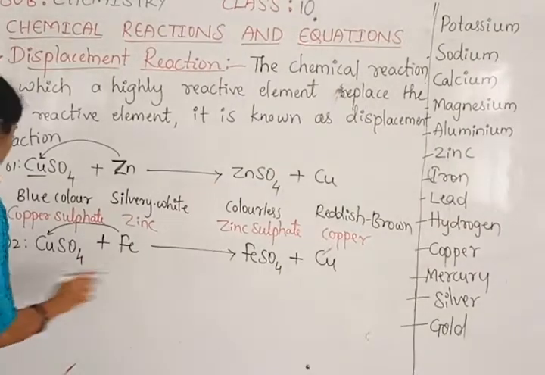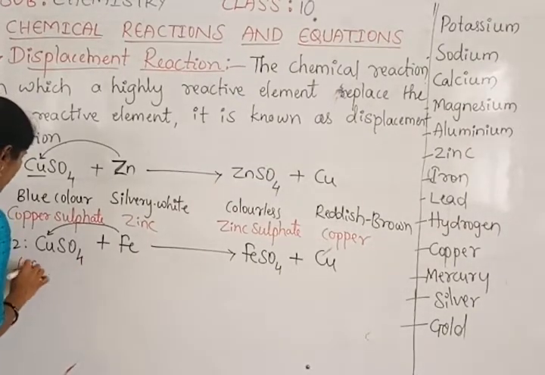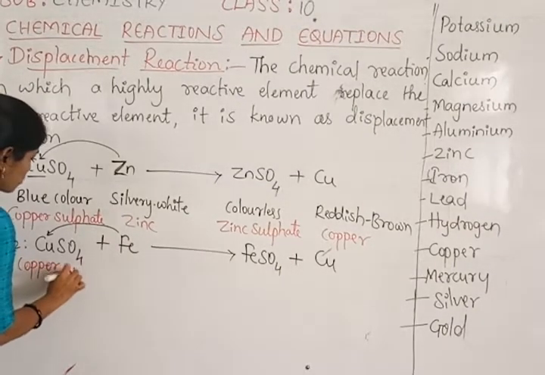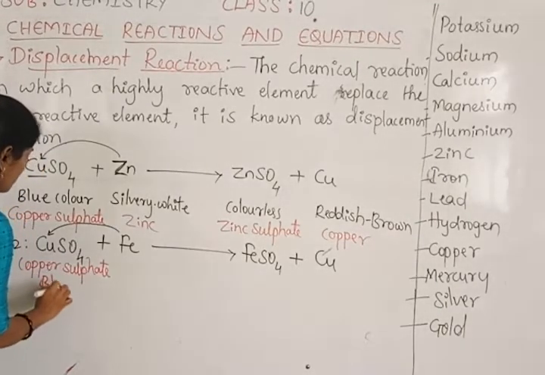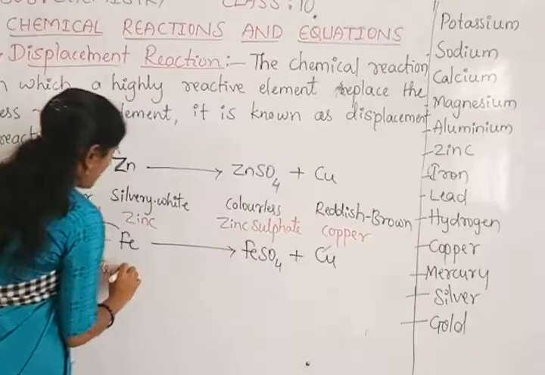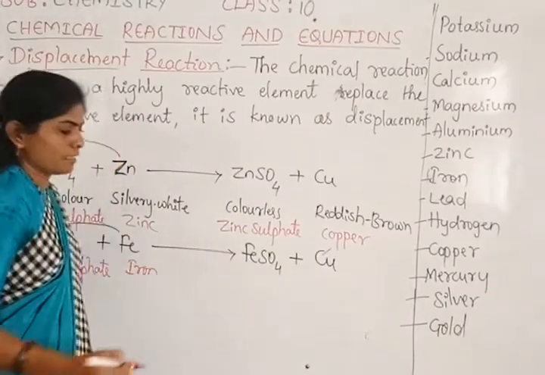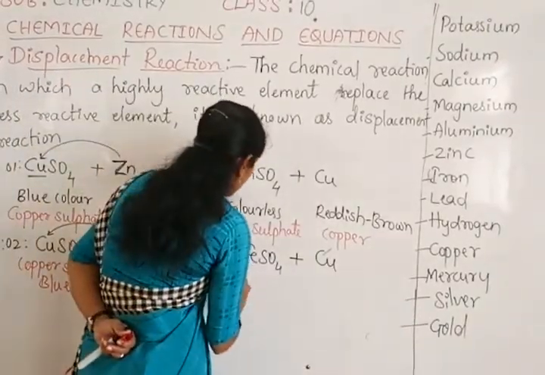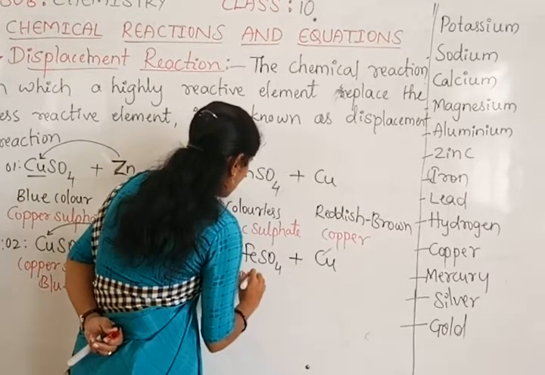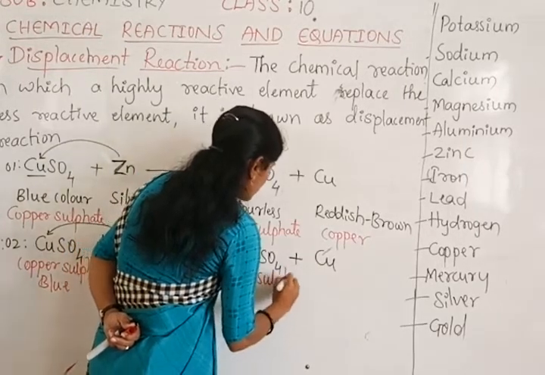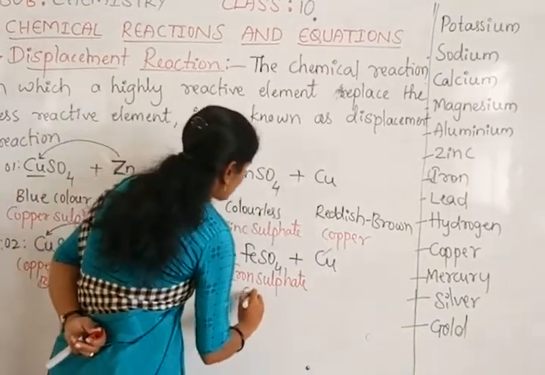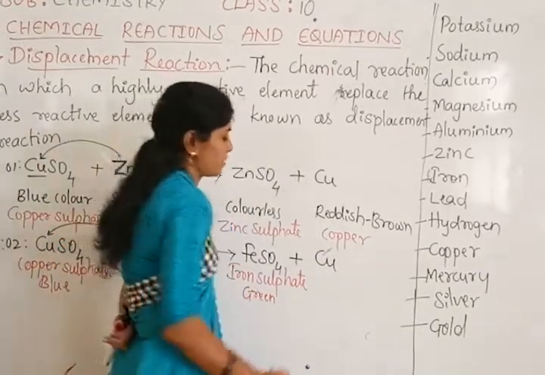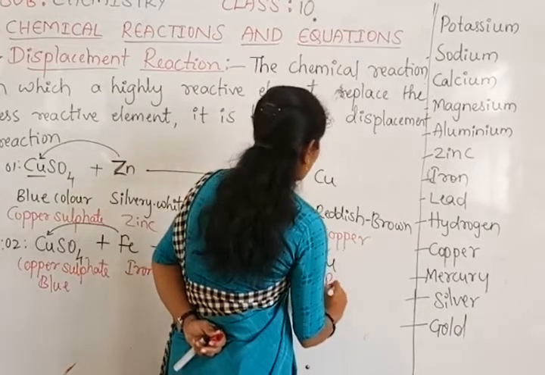So see, this is copper sulfate. What is the color? Same, it is blue in color. And this is iron metal. Okay. And this is iron sulfate. And what is the color of this? The color of this iron sulfate is green. Okay. So copper is reddish brown.